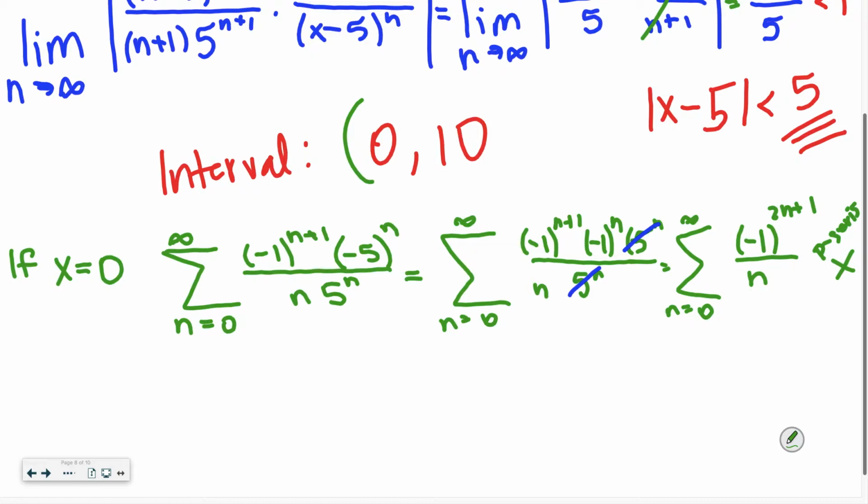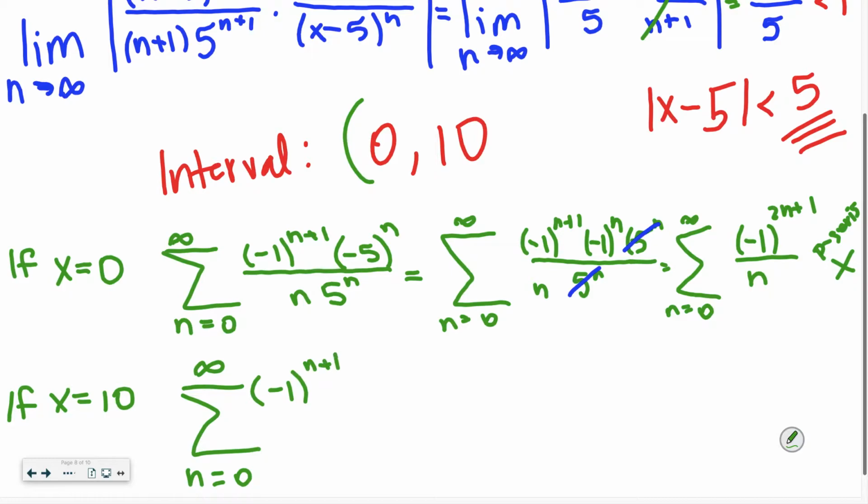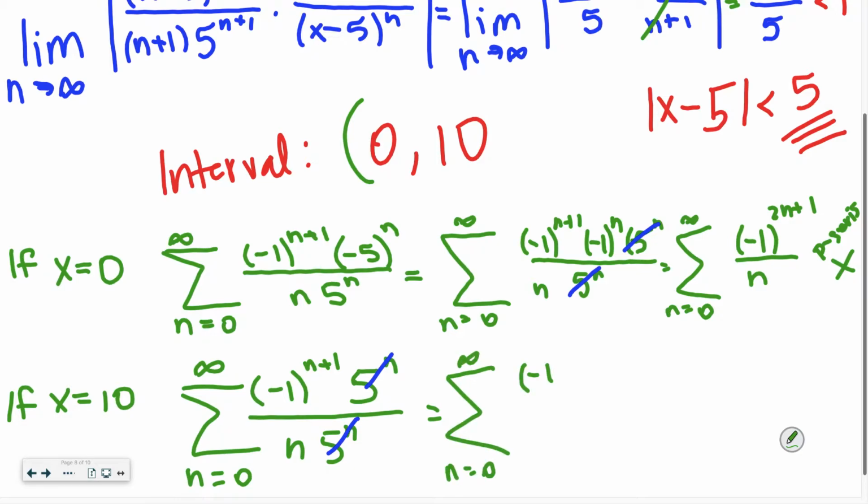Are we okay with that being a p series? If x equals 10, hopefully this won't be as complicated. If x equals 10, 10 minus 5 is just 5 to the n. So here, our simplifying is much easier. And what do we know about that series? It converges, by the alternating series test.